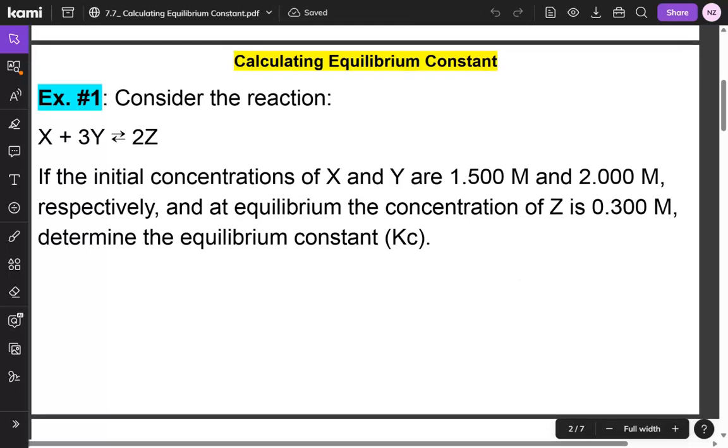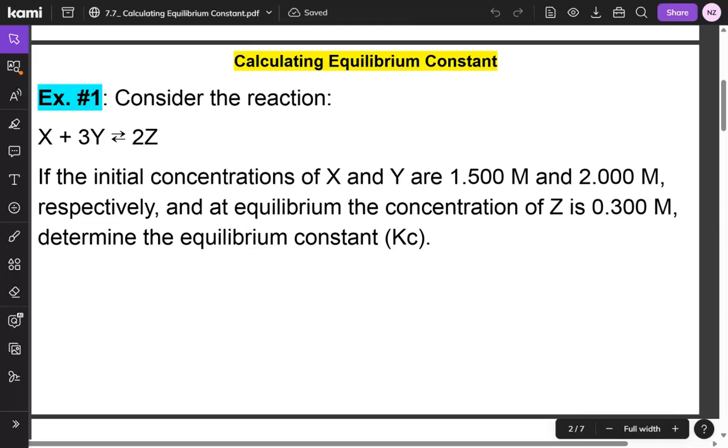So here's our first example. It says, consider the reaction: X plus 3Y is at equilibrium with 2Z. It says the initial concentrations of X and Y are 1.5 molar and 2.0 molar respectively. And at equilibrium, the concentration of Z is 0.3 molar. Determine the equilibrium constant.